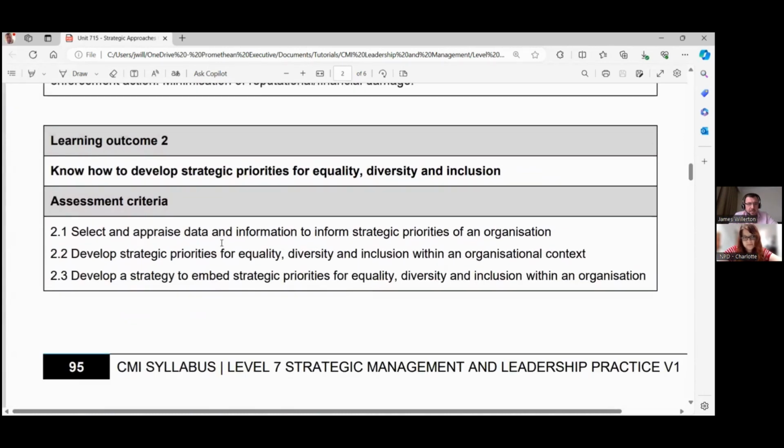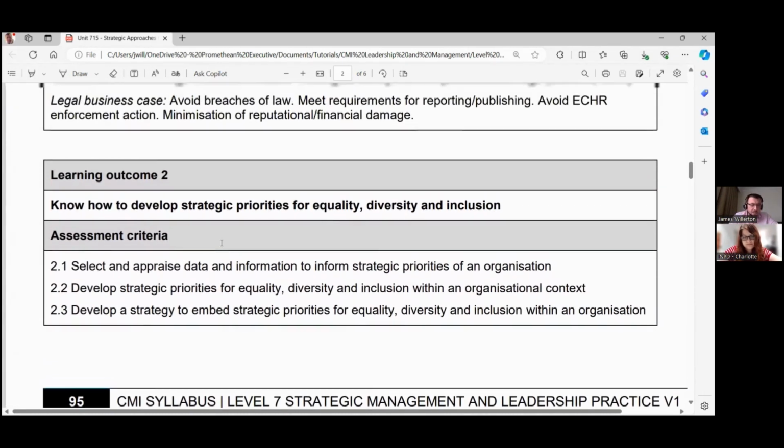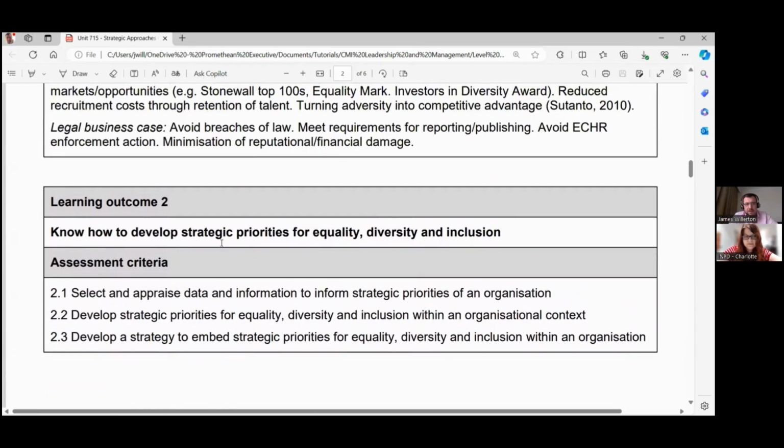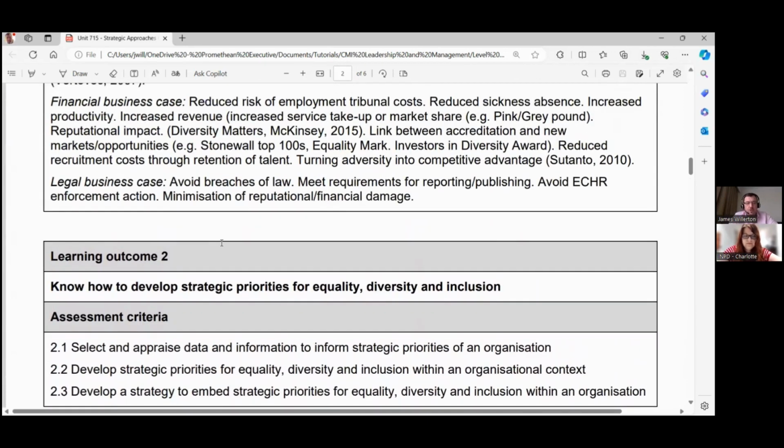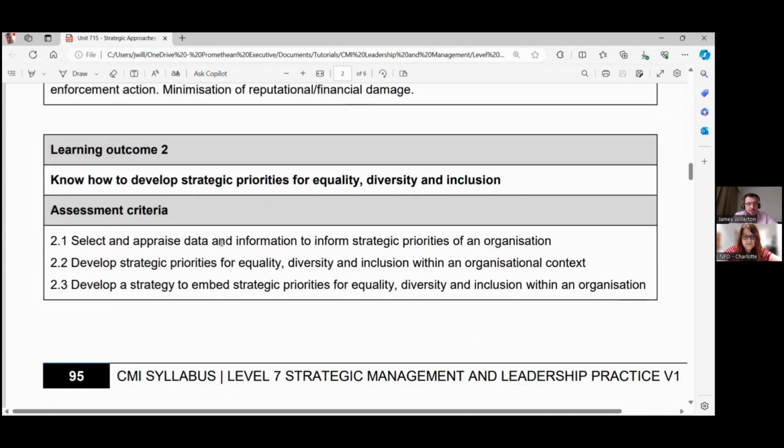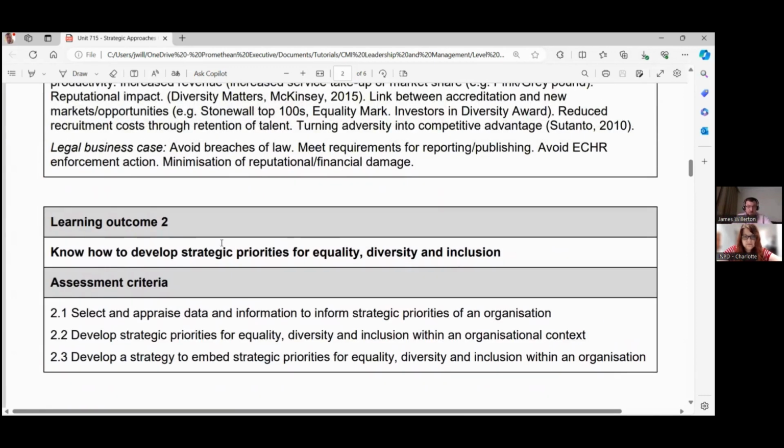That's the majority of the kind of foundational stuff done then. Then in learning outcome 2, we'll move into know how to develop strategic priorities for equality, diversity, and inclusion. This is where it becomes contextual to where we are now.